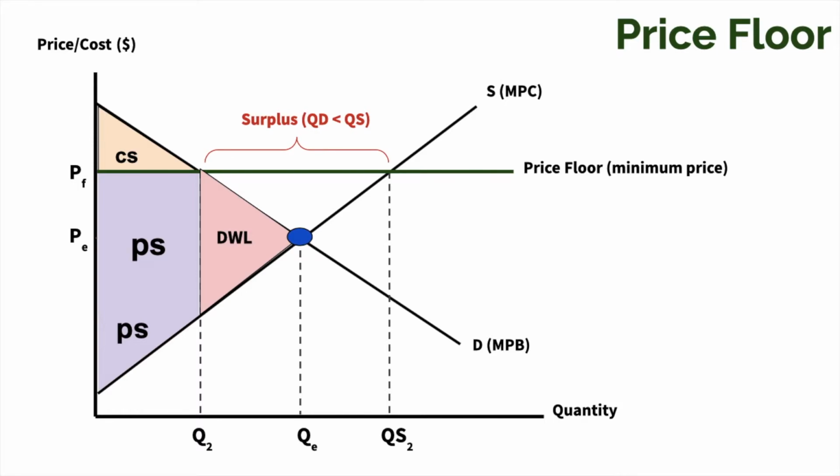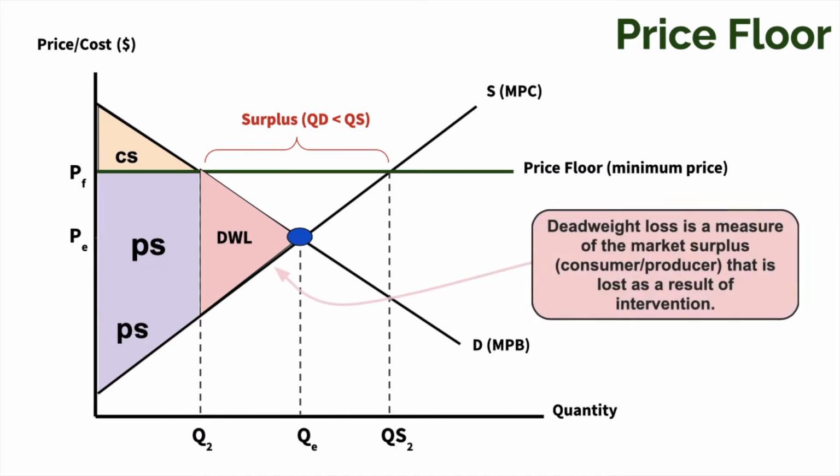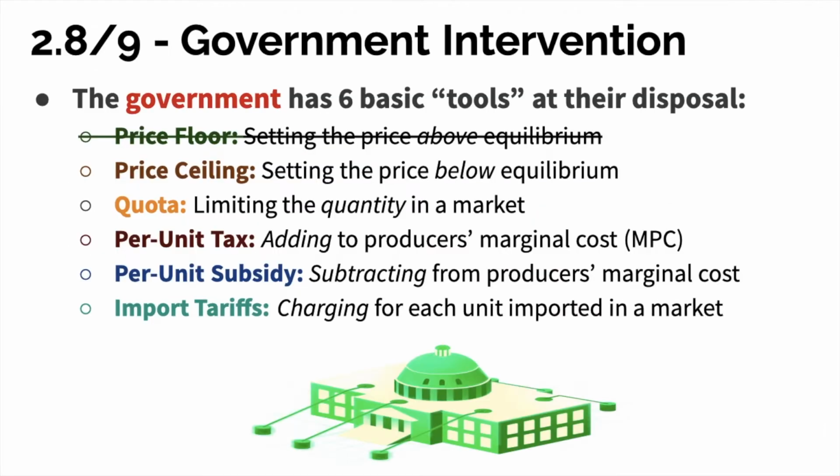That is not just a symbol of the lost surplus from equilibrium to where we are now. It's also a symbol of inefficiency in the market. We're at disequilibrium, right? There's inefficiency. We don't want to be here. And so the deadweight loss is a measurement of that. So deadweight loss, as it says here, is simply a measure of the market surplus that is lost as a result of the government intervening in this market.